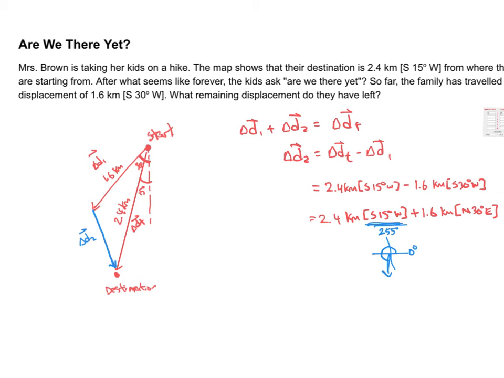The other one, north 30 degrees east. So start north, turn 30 degrees towards the east. That would point this way. But how many degrees is it if I start east at 0 and go counterclockwise to the line? It would end up being 60 degrees. So 60 is the angle I'm going to use in my calculator for the second one.